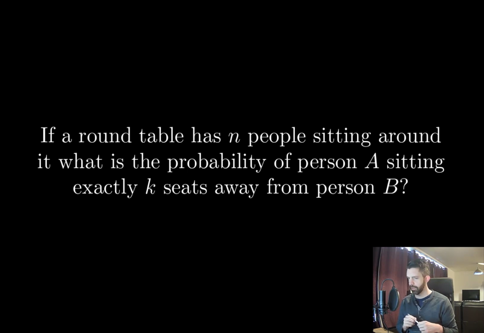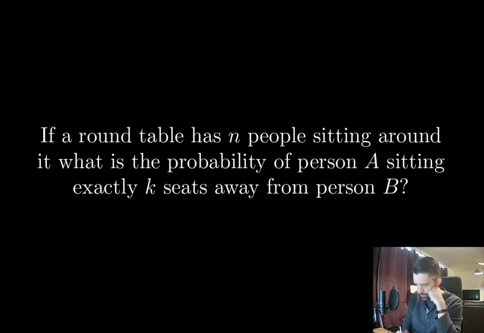I think drawing a picture here is probably a good place to start. Some things we'll have to keep in mind are that because it's a circular table, in some sense there are two ways for this spacing to happen, right? Person A could be k seats away from person B on the left, or k seats away on the right. In fact, I think this is not difficult at all, now that I think about it.